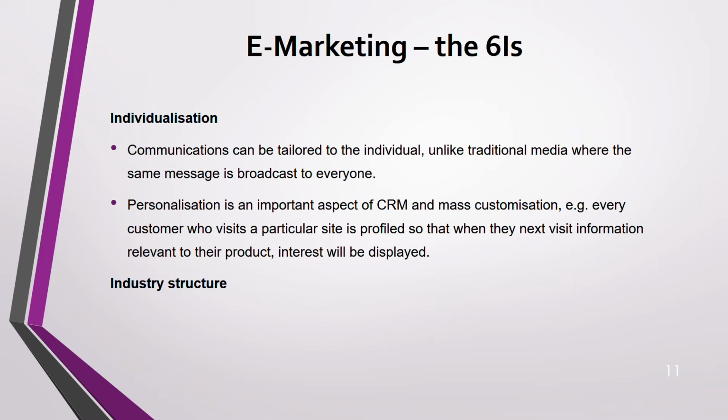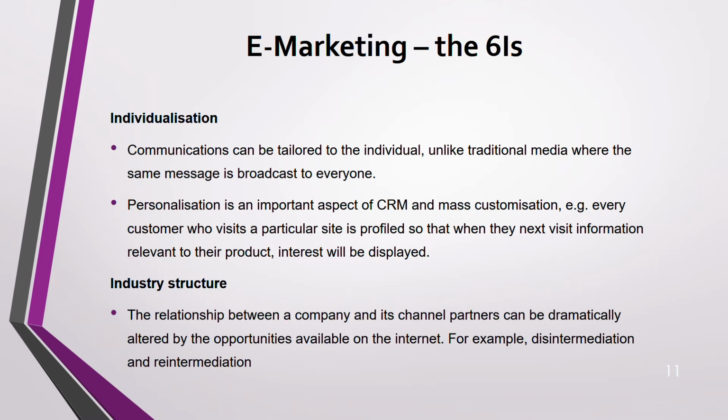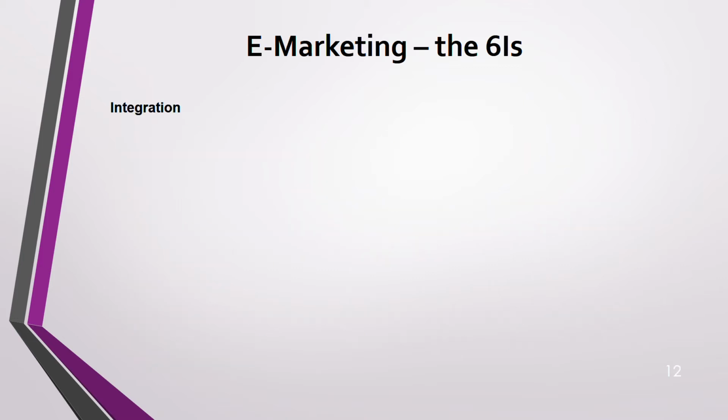Industry structure, the fourth I. The relationship between a company and its channel partners can be altered by the opportunities available on the internet. Industry structure has changed entirely because of the internet. For example, disintermediation and re-intermediation, which we went through in e-business. Because of the internet, a lot of the intermediaries between the manufacturer and the customer are wiped out. Now you can sell directly to the customer. That is disintermediation. Re-intermediation means some new intermediaries came because of the internet, like Amazon.